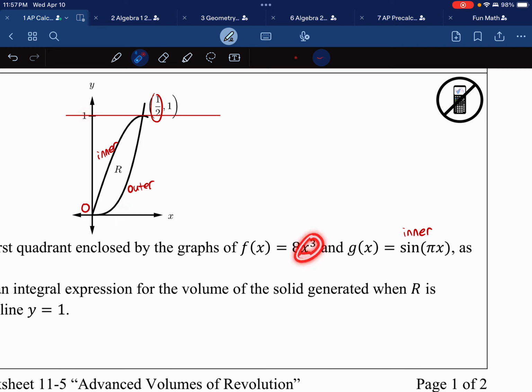But x to the power of 3, when I take the derivative and plug in 0, you'll notice that the derivative is immediately 0, which means the slope is 0. This slope is 0, and then it goes up higher. Therefore, that's the 8x to the power of 3 function, and therefore this is the outer function.